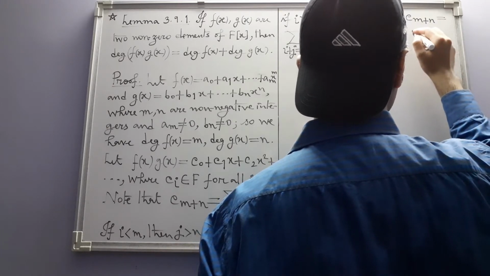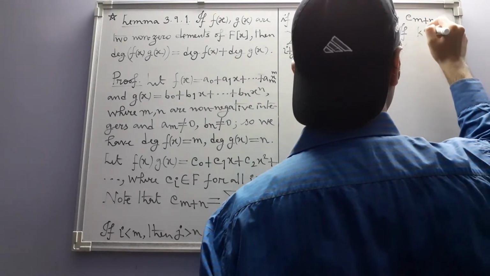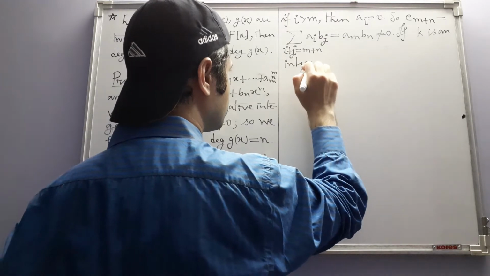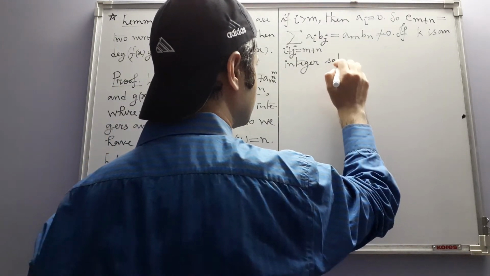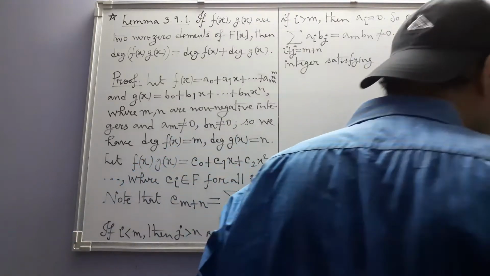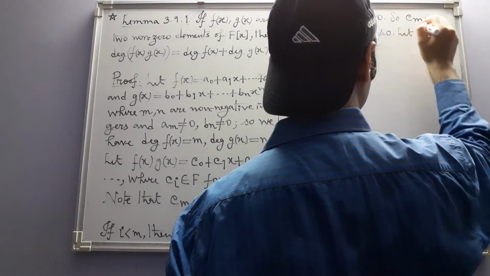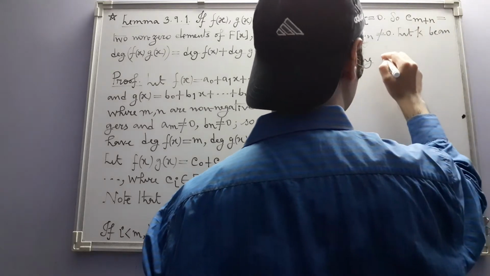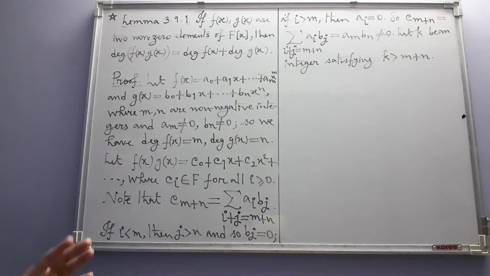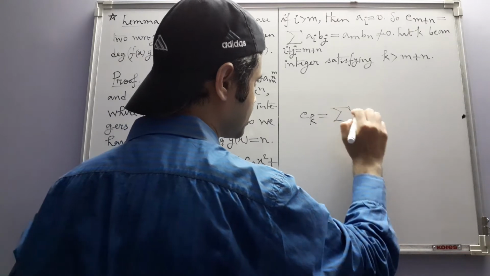If, okay, we are already taking i and j, no? So let us take c_k. Let k be an integer satisfying k greater than m plus n. Now in the expression for c_k we will again have a sum like this.